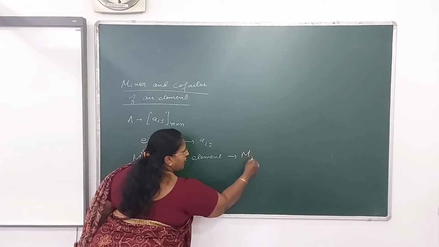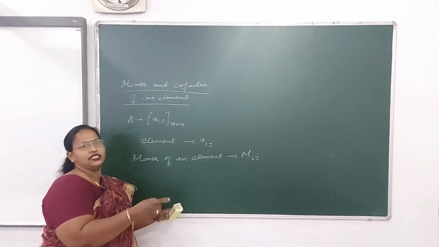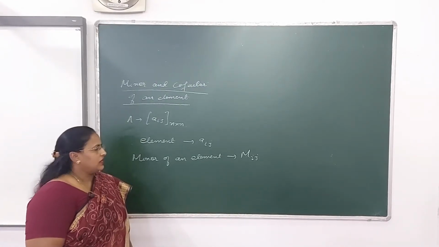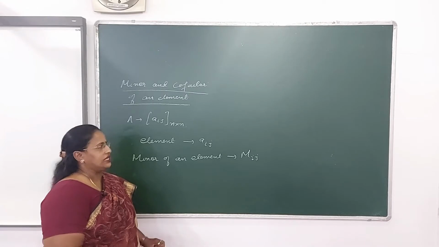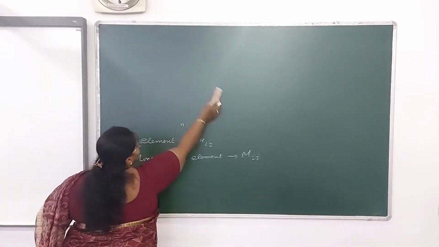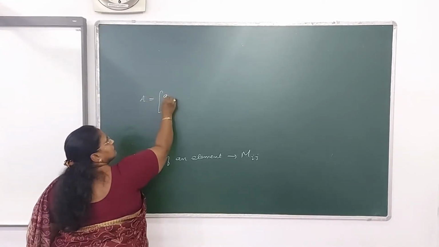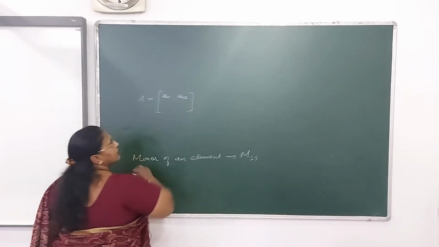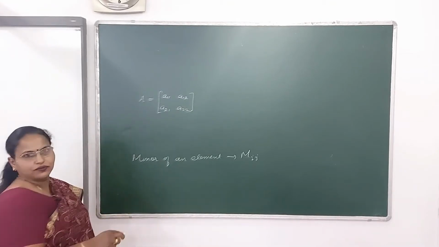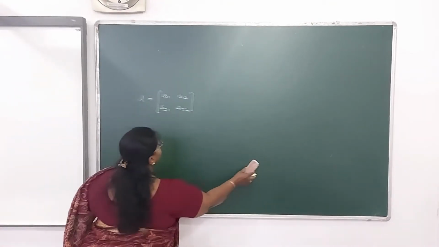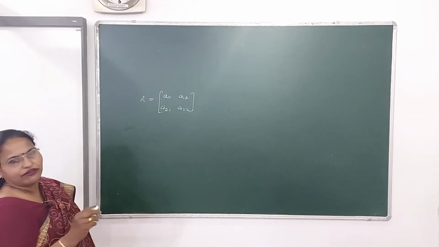Now minor of an element is denoted by Mij. So what is minor of Aij? It's minor of Aij is Mij. Okay. Now how to obtain minor of an element? It's very easy. Let us take an example here. Let A be a square matrix of order 2. So let the rough structure be A11, A12, A21, A22. This is a square matrix of order 2. There are 4 elements A11, A12, A21, A22. So let us find out the minor of the first element A11.